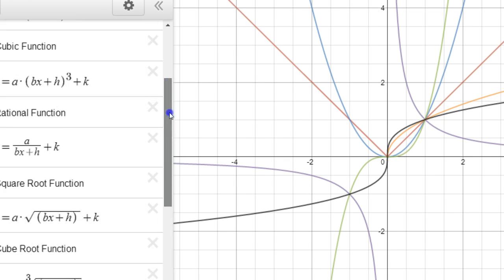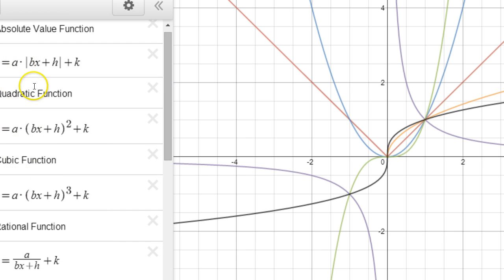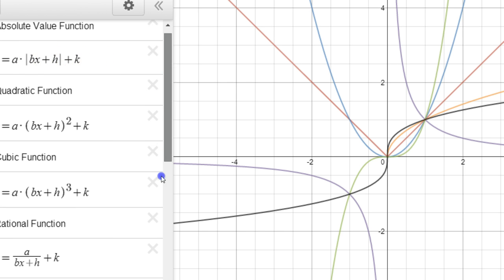So a is being multiplied in front of all these functions. H is being added inside. B is being multiplied by the x inside, and k is on the outside. Now B and H are going to do two things.